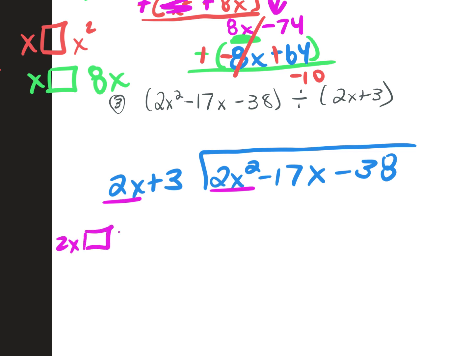2x times what gives me 2x squared? Do you have to do this little side work? No. But it just keeps me organized when I do this. That's why I do it. But 2x times what gives me 2x squared? X. So I'm going to put it right here above the 17x.